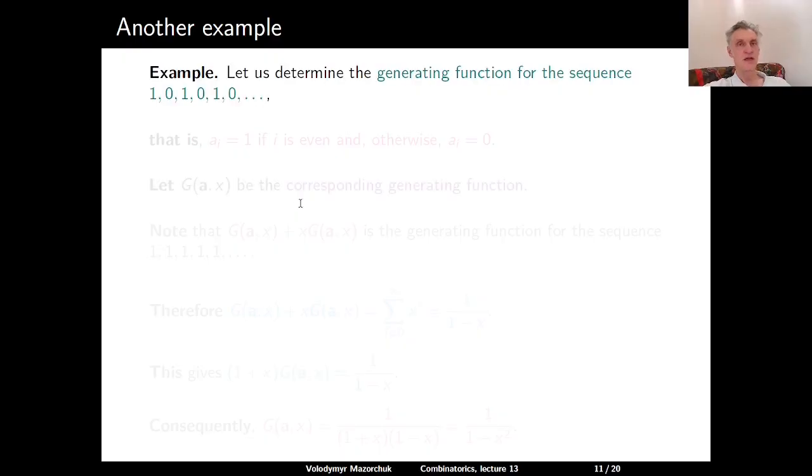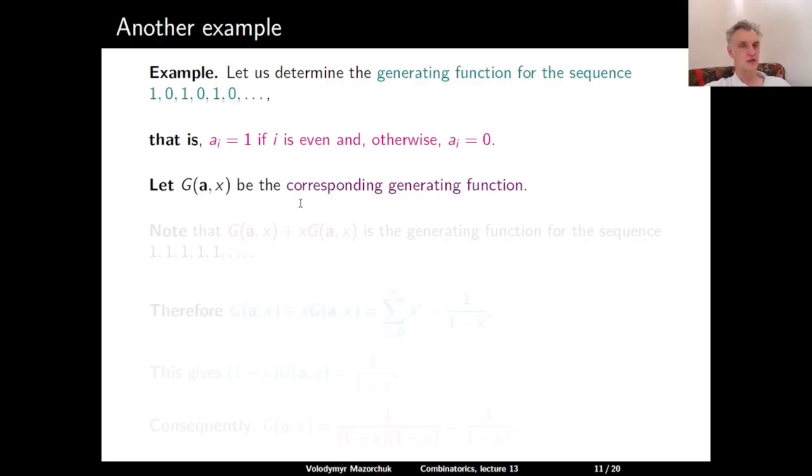Another example. Let us determine the generating function for the sequence 1, 0, 1, 0, 1, 0, and so on. So in other words, a_i is equal to 1 if i is even, and a_i is equal to 0 if i is odd. So let g(a, x) be the corresponding generating function. Let us note that if we take g(a, x) and we add x times g(a, x), this gives us a generating function for the sequence 1, 1, 1, 1, 1, and so on.